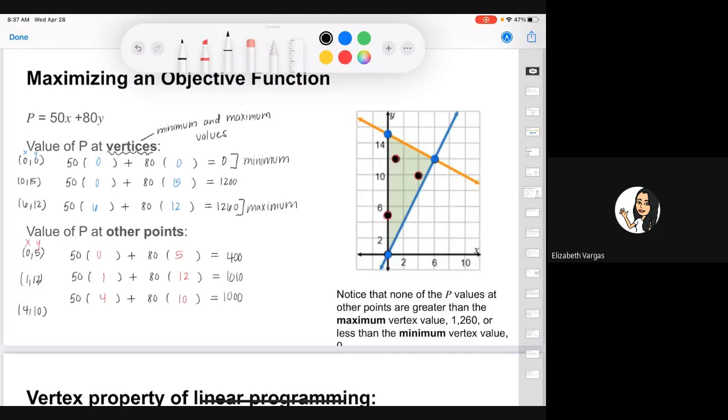Okay, so using this information, we will notice that the P-values at other points are greater than the maximum values or less than the minimum values. So the vertices are going to give you your maximum and your minimum. And then the other points, yes, they'll satisfy all those constraints, but they won't give you the minimum or the maximum value.